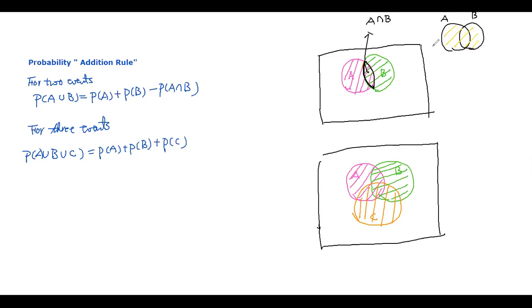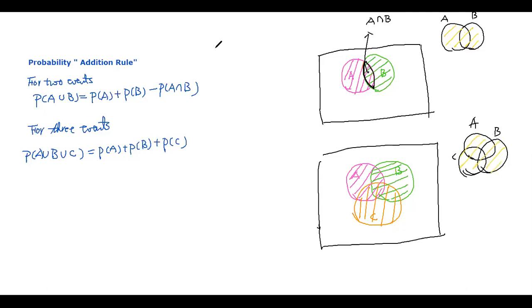So in general, if you have A, B, C, and you union A, B, C, what you really care about is these areas. Now I have P(A) plus P(B) plus P(C).